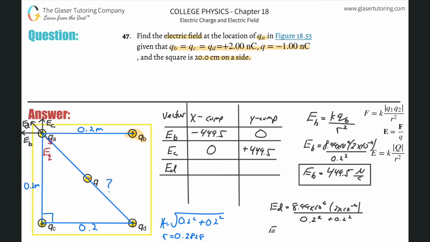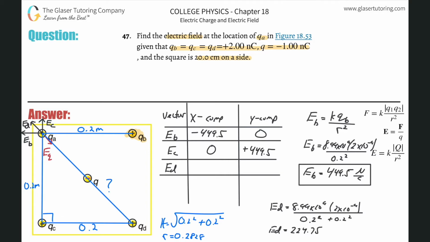The electric field here at E sub D will be 8.99 times 10 to the 9th times 2 times 10 to the minus 9th, all divided by parentheses, 0.2 squared plus 0.2 squared, and I get about 224.75. Okay, cool. So now let's plug that into our table.